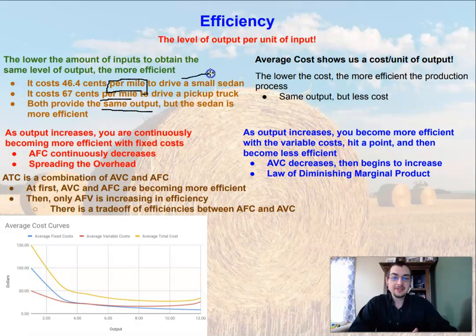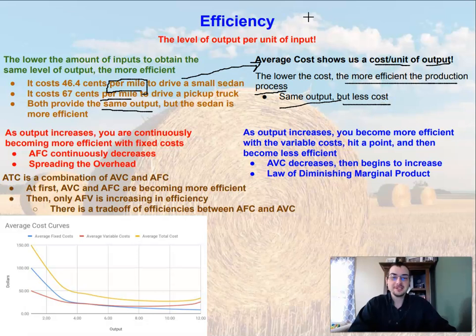So how does this tie into average cost? Well, average cost shows us the cost per unit of output. How much does it cost on average per unit of output? So the lower the cost, the more efficient the production process. You get the same output, but at less cost.